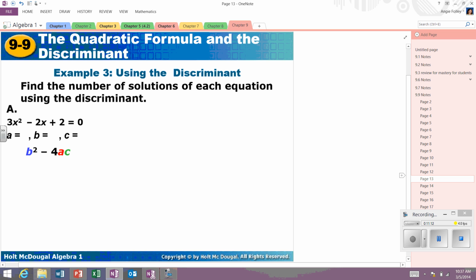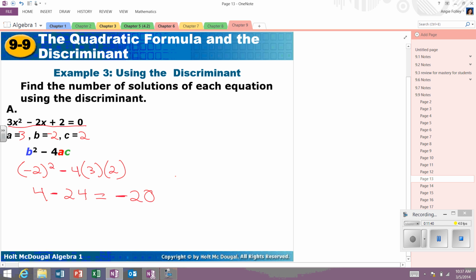Okay, so here's an equation, 3x squared minus 2x plus 2 equals 0. Our a value is 3, our b value is -2, and our c value is 2. We're going to plug them into our discriminant. So (-2) squared minus 4 times 3 times 2. (-2) squared is 4, minus 4 times 2 times 3 gives me 24. 4 minus 24 equals -20. If you get a negative number, that's what's under the radical, and that doesn't work, so there are no real solutions.